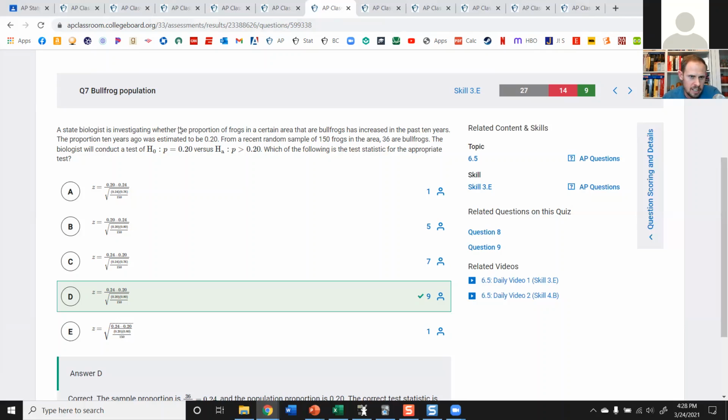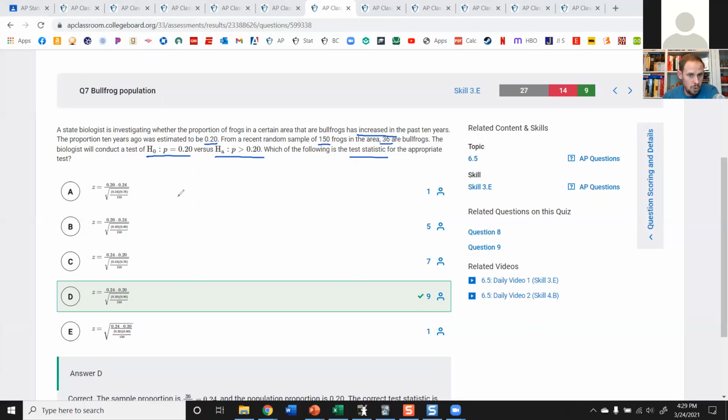So a state biologist is investigating whether the proportion of frogs in a certain area that are bullfrogs has increased in the past 10 years. So we're looking for, has it increased? The proportion 10 years ago is estimated to be 0.20. From a recent random sample of 150 frogs in the area, 36 are bullfrogs. The biologist will conduct a test. They give you the null hypothesis and the alternative hypothesis. Which of the following is the test statistic for the appropriate test?